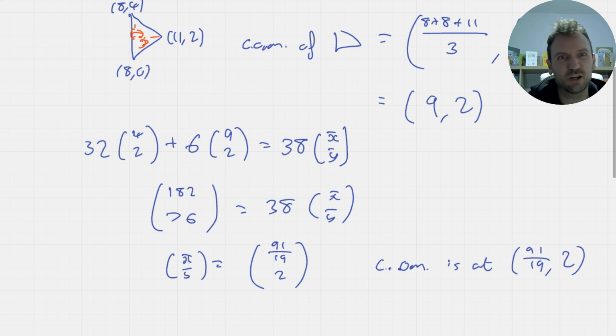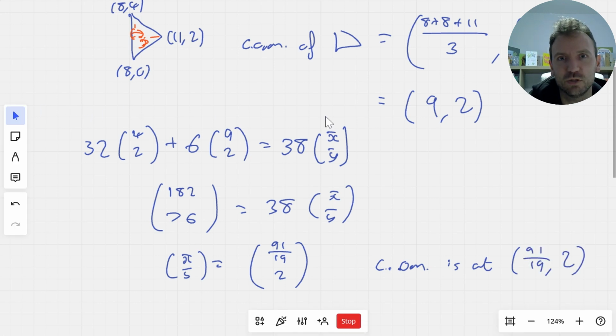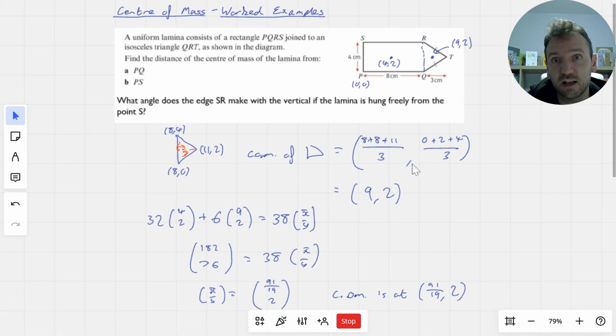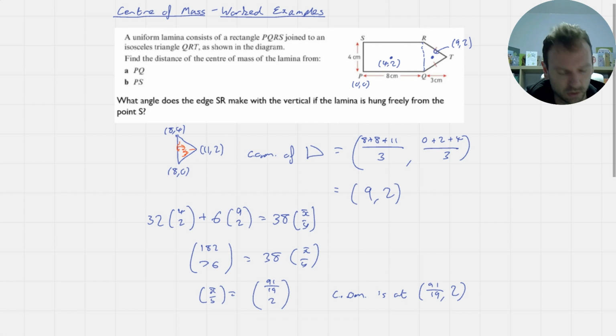Now actually, if we go back and look at the way this question was worded, it's just for two separate bits. It said the distance of the centre of mass from PQ, so that's just how far up we are going, so that's going to be your y coordinate, which is 2. And distance from PS is just going to be the x coordinate of your centre of mass, which is 91 over 19. So if you get a question like this, state them separately. Otherwise, it's fine to give your centre of mass as coordinates.